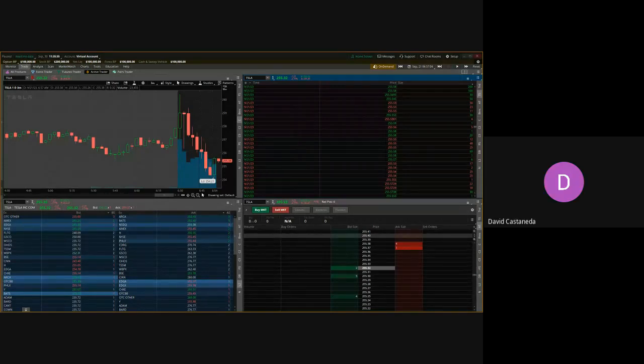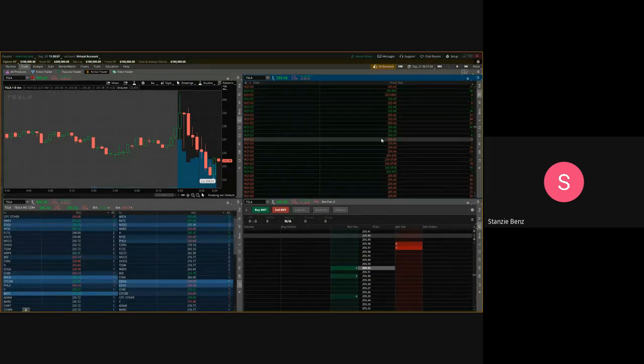So basically, time and sales, ignore the red and green. It doesn't mean anything. Okay. The red, all this means is the price here is lower than what it was in the previous line. It's just showing the price went down here, the price went up here. It doesn't mean a buy or sell.